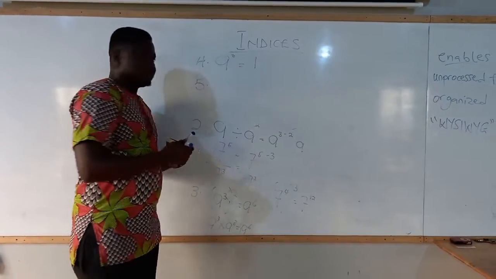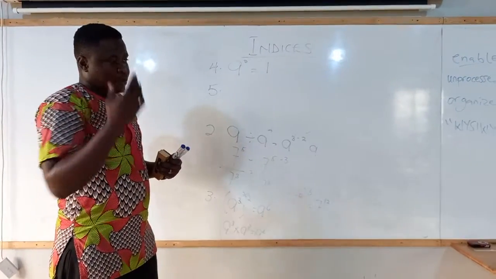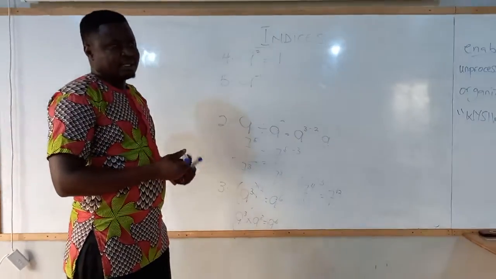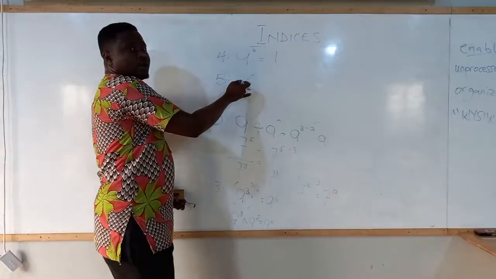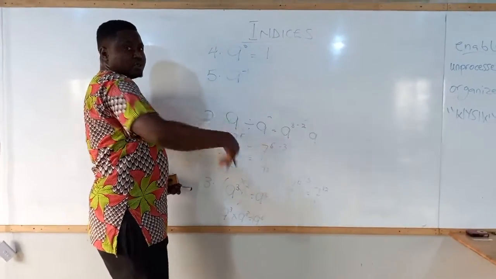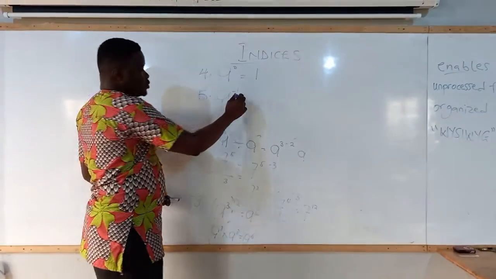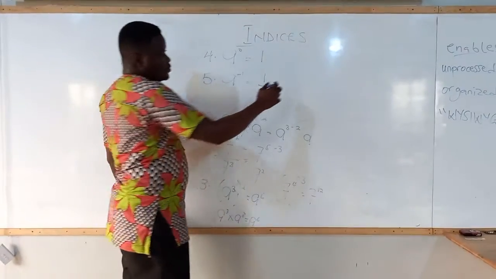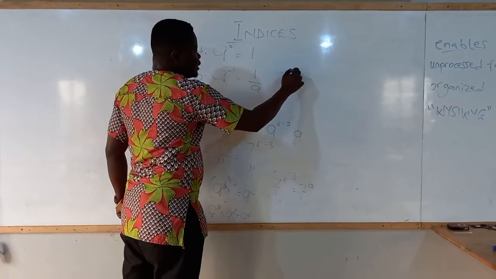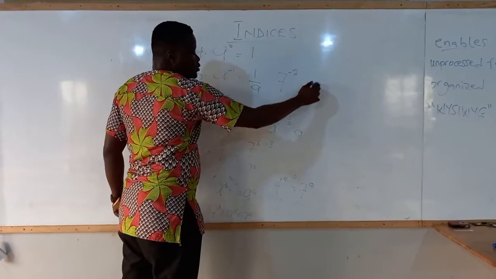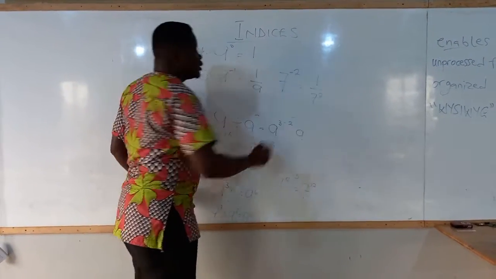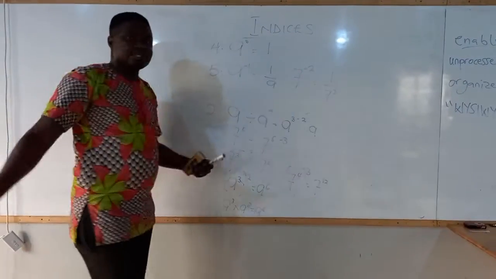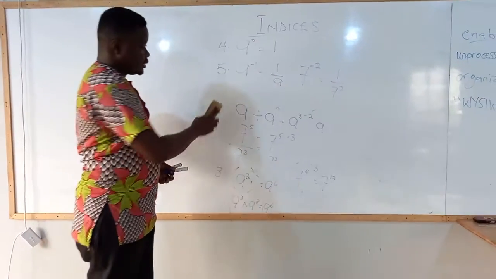And the fifth law is the negative law. So a raised to the power negative 1 is the reciprocal of the base. You turn it upside down, which will give you 1 over a. Given that you have 7 raised to the power negative 2, it is equal to 1 over 7 raised to the power 2. So that's the reciprocal of the base. You turn the base upside down.